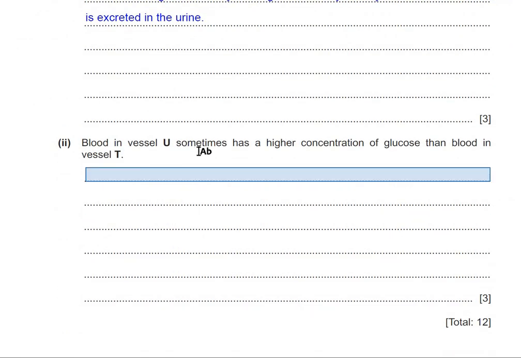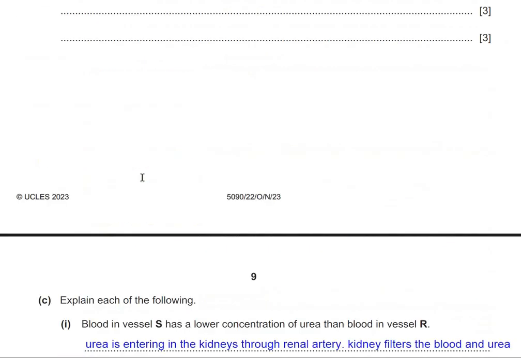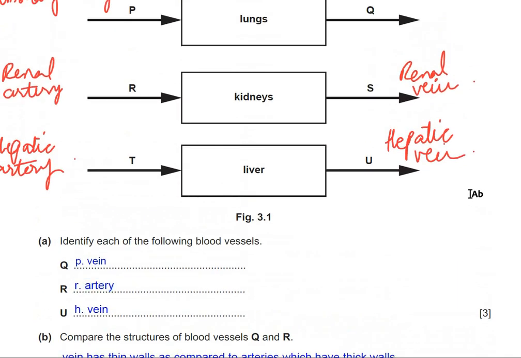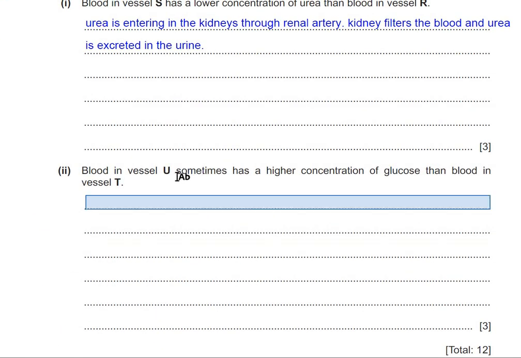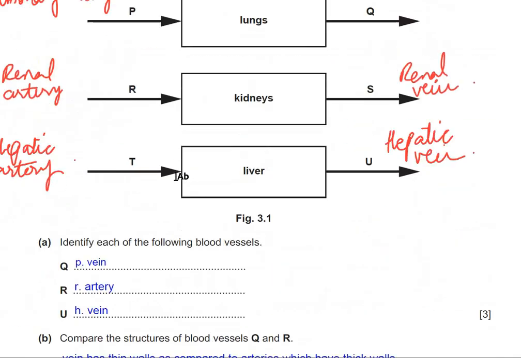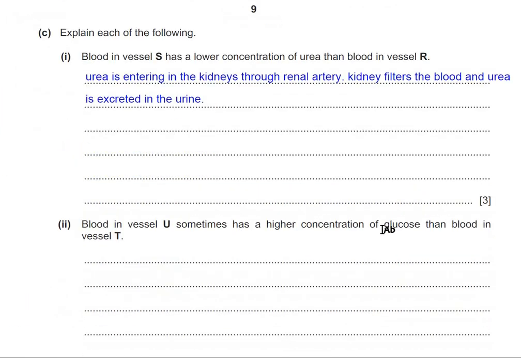Part 2 says blood in vessel U sometimes has a higher concentration of glucose than blood in vessel T. So what is U? U is the hepatic vein and T is the hepatic artery. So they are saying that blood in the hepatic vein has a higher concentration of glucose than the hepatic artery. So why is that so?